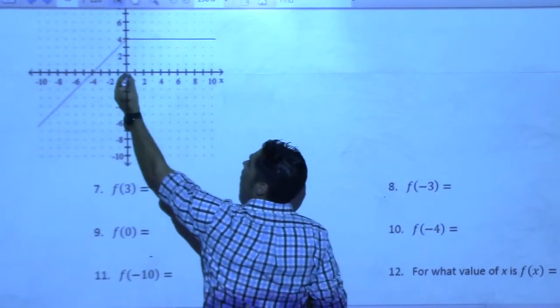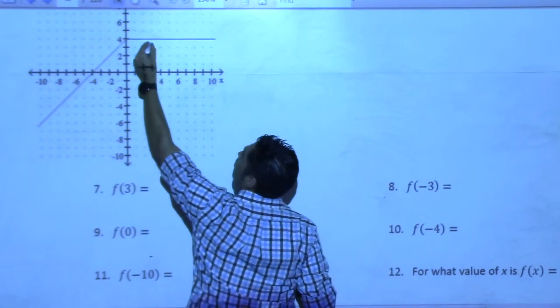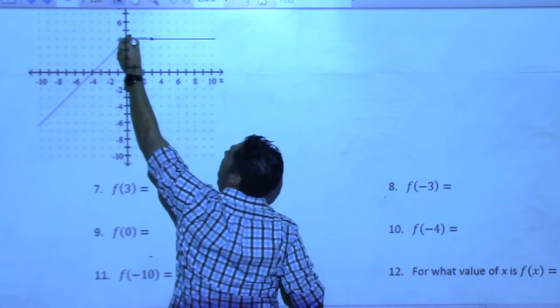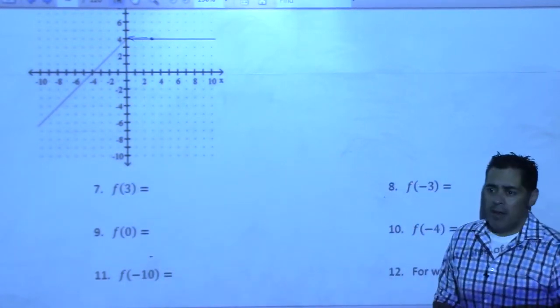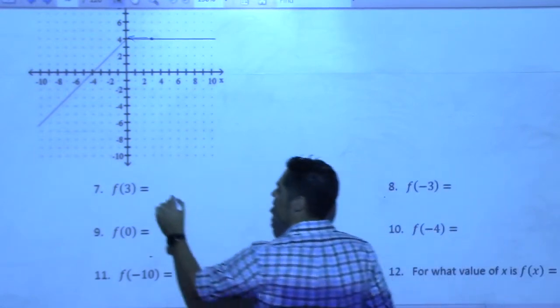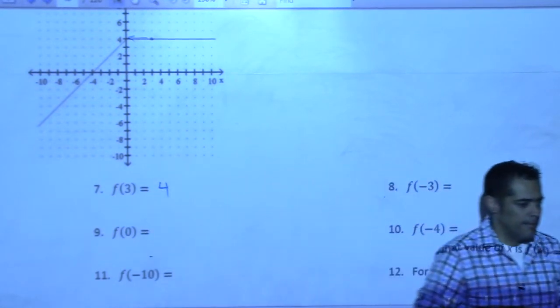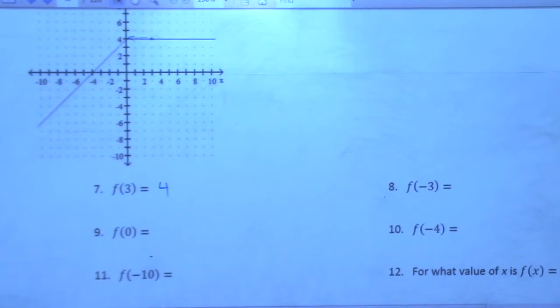So you're going out 1, 2, 3. You're saying, hey, where's there a point? The point's here. How high is that point off the ground? 4, right? So the answer here would be 4. All right. That makes sense? Okay, you want to do the next one? What would f of 0 be?